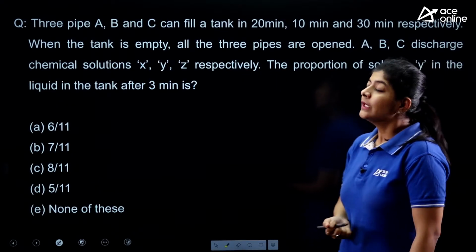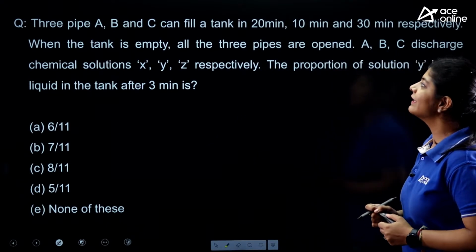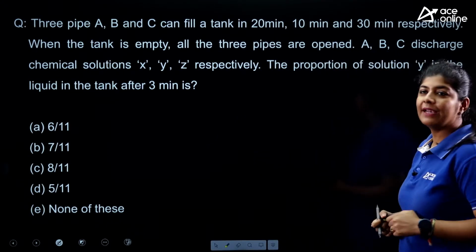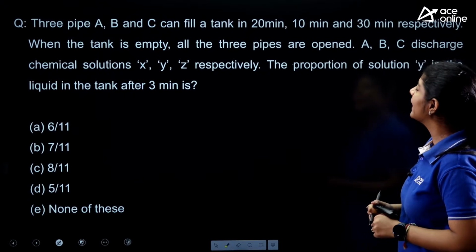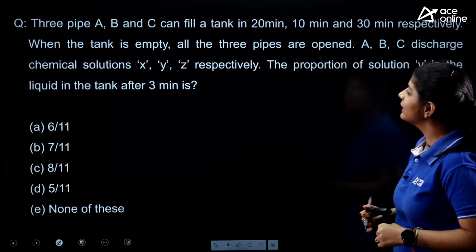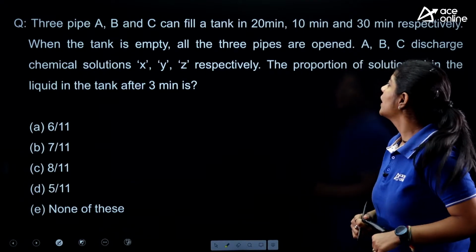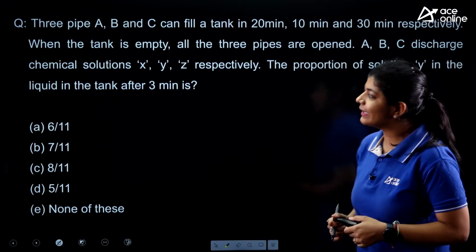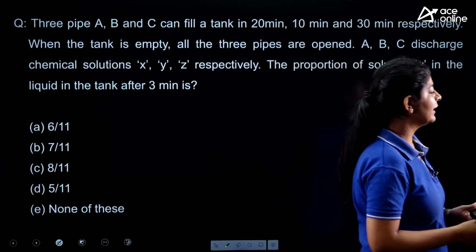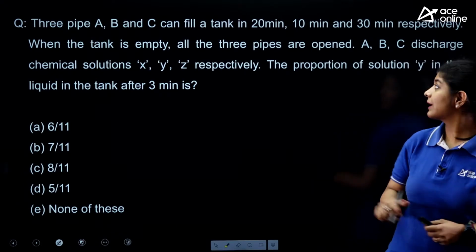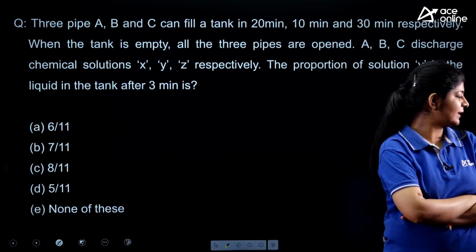Next. The next question says that 3 pipes A, B and C can fill a tank in 20 minutes, 10 minutes and 30 minutes respectively. When the tank is empty, all the 3 pipes are opened. A, B and C discharge chemical solutions X, Y and Z respectively. The proportion of the solution Y in the liquid in the tank after 3 minutes is... what we have to do is find out the proportion of chemical Y in the solution. So how are we going to determine this one?